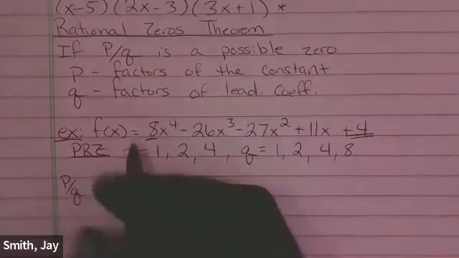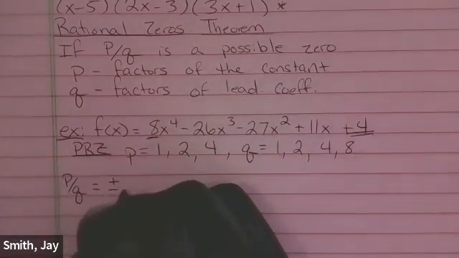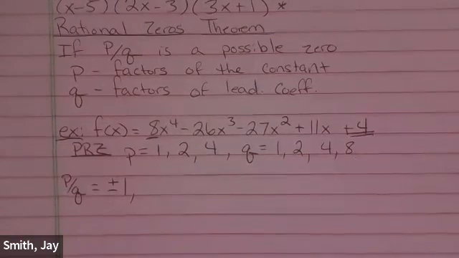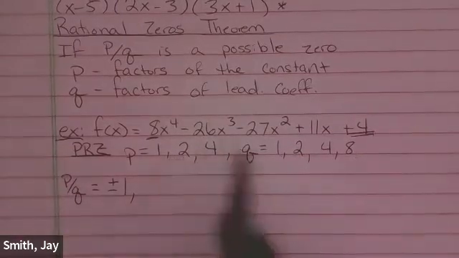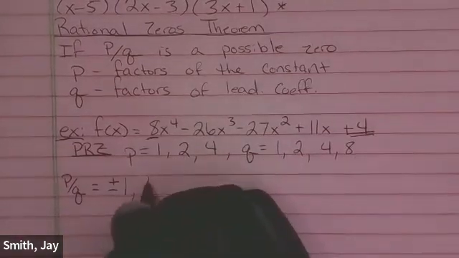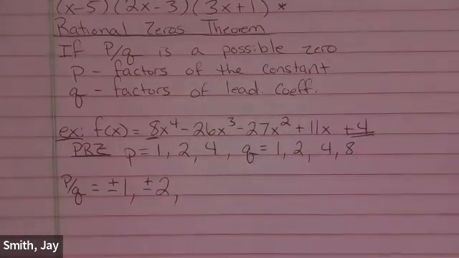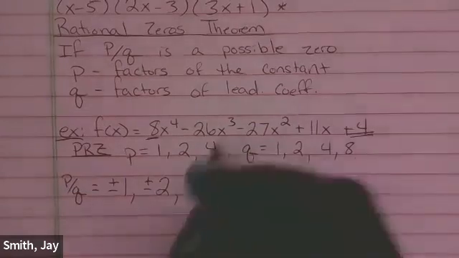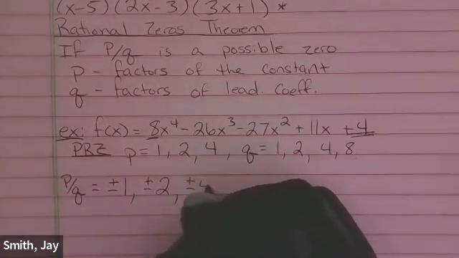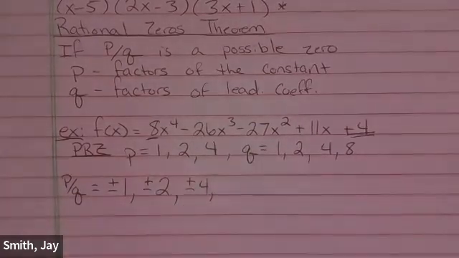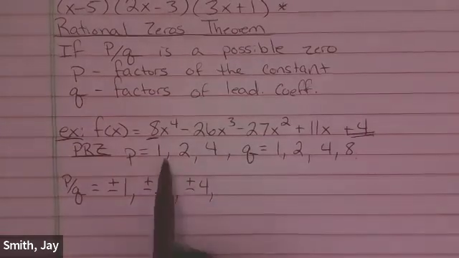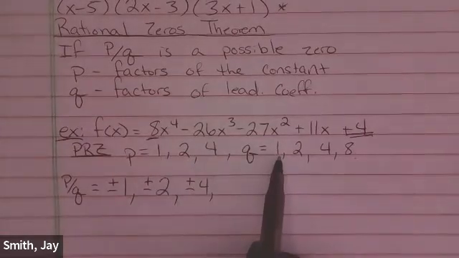So 1 over 1 gives me 1. So one possible zero is both positive and negative 1. 2 over 1 is 2. So one of our possible zeros is both positive and negative 2. 4 over 1 is 4. So another possible zero is both positive and negative 4. So we place 1, 2, and 4 over 1 as a denominator.